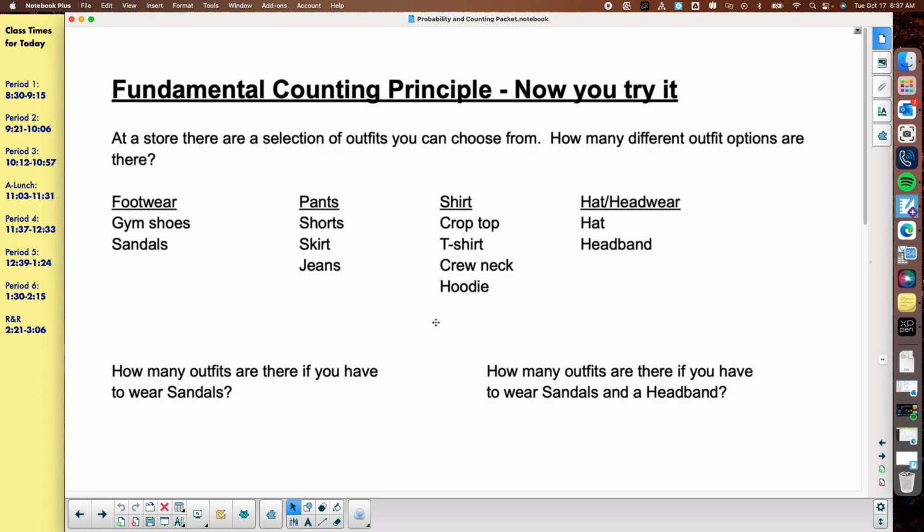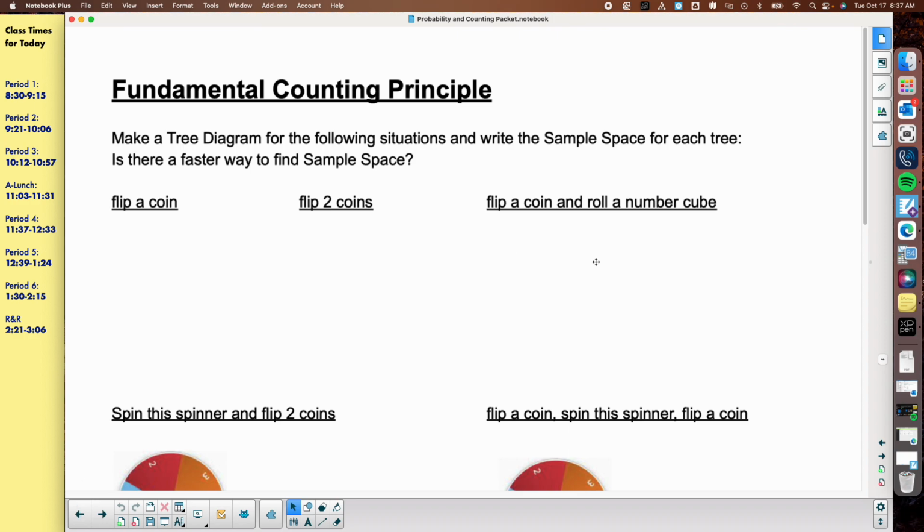Okay. Oh, I'm on the wrong page. That's the right page.